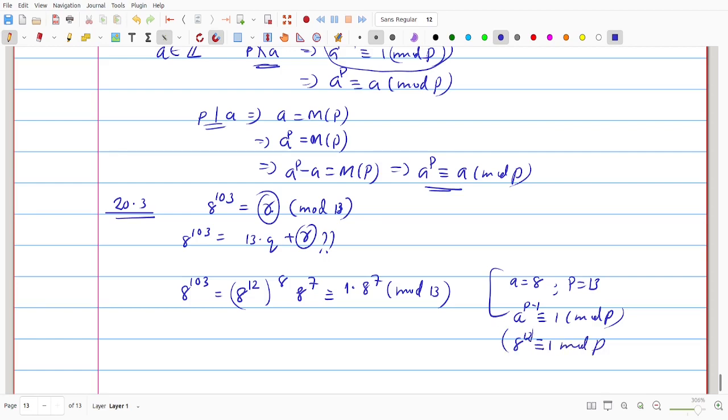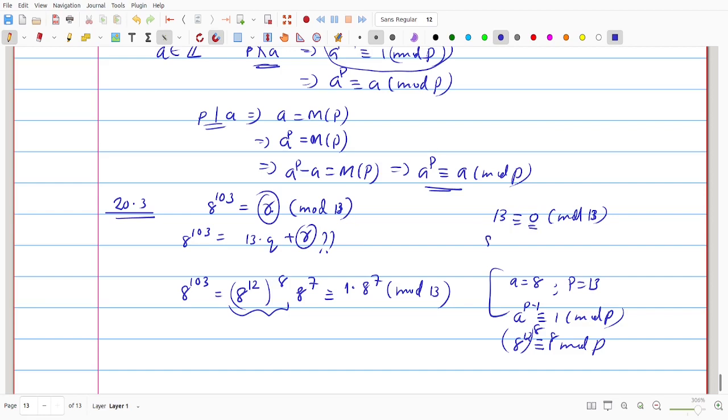Then by taking the 8th power, you will get 1 raised to 8. So this quantity, 8 raised to 12 whole raised to 8, is congruent to 1 into 8 raised to 7 mod 13. We know that 13 is a multiple of 13, so 13 is congruent to 0 mod 13. When you divide 13 by 13, the remainder is 0.